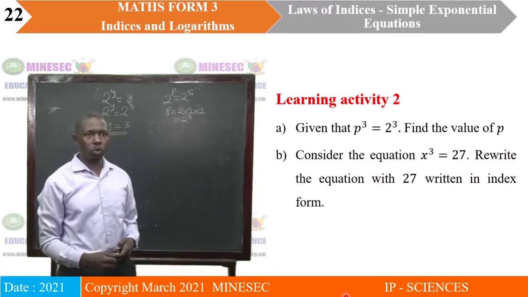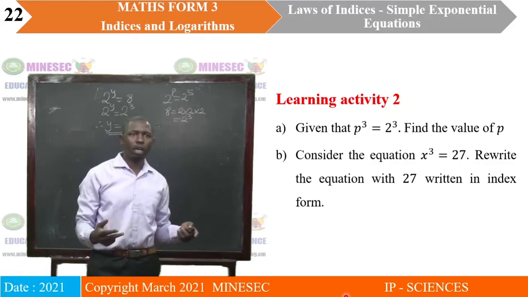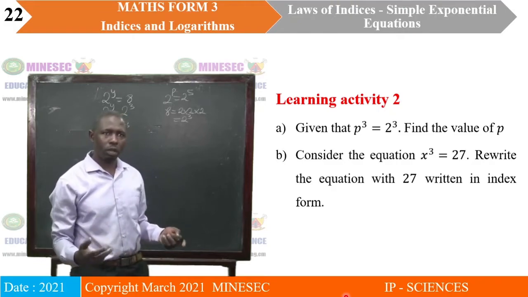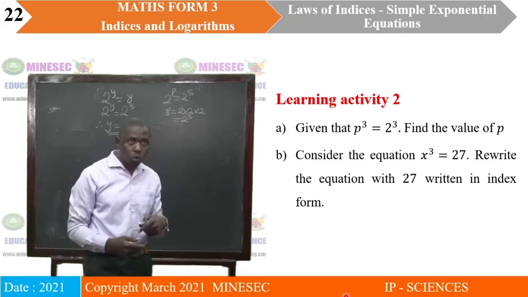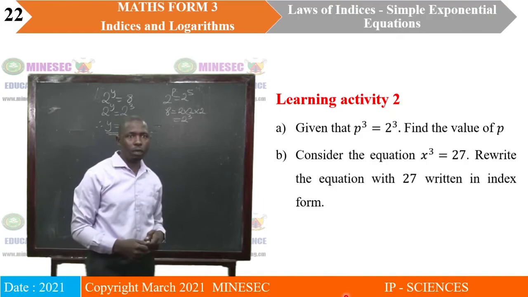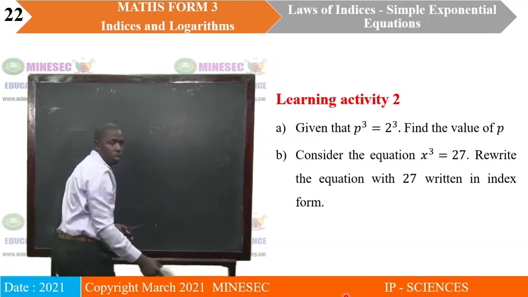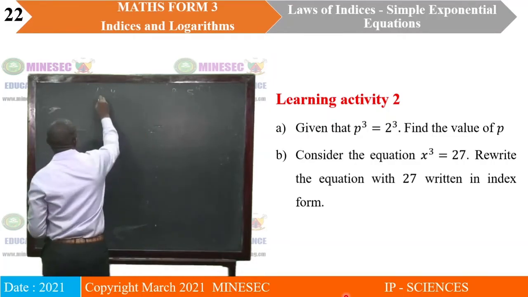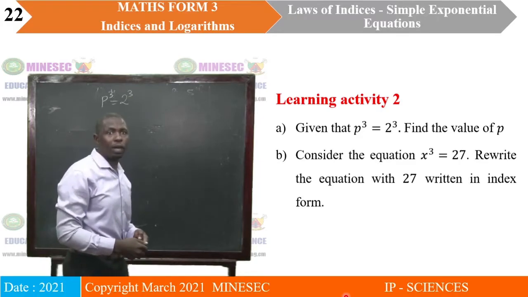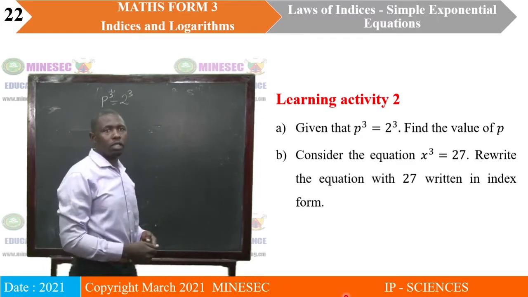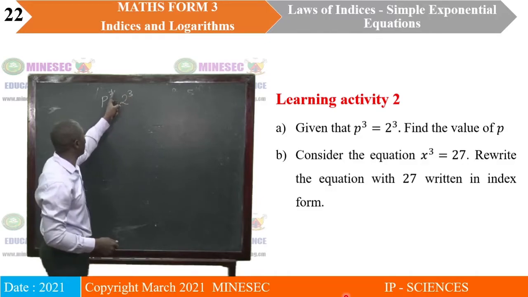So learning activity number two. You are given the equation p raised to the power 3 equal to 2 raised to the power 3. Find the value of p. So you have p raised to the power 3 equal to 2 raised to the power 3. So find the value of p. Here you will realize that in this case, the powers that we have here are the same.